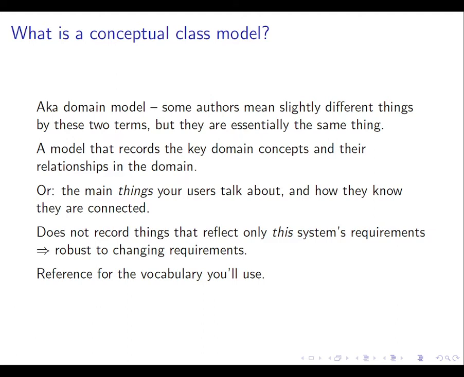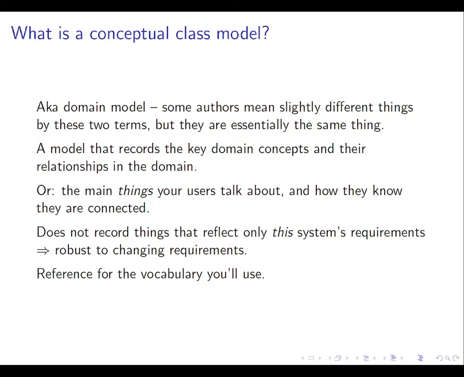For purposes of this course, a conceptual class model is the same thing as a domain model. You may come across authors who mean slightly different things by those two terms, but the differences are subtle and used somewhat inconsistently, and they're essentially the same thing. What we mean by either of these things is a model that records the key domain concepts and their relationships in the domain. Now, what do we mean by that?